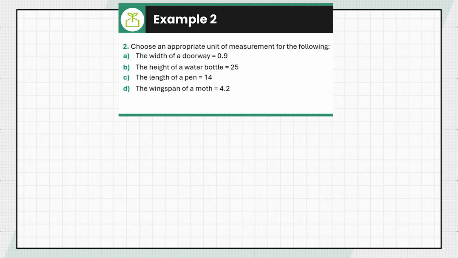Okay, here's a set for you guys to practice, so just give the video a pause, give them a go, and then I will solve them.